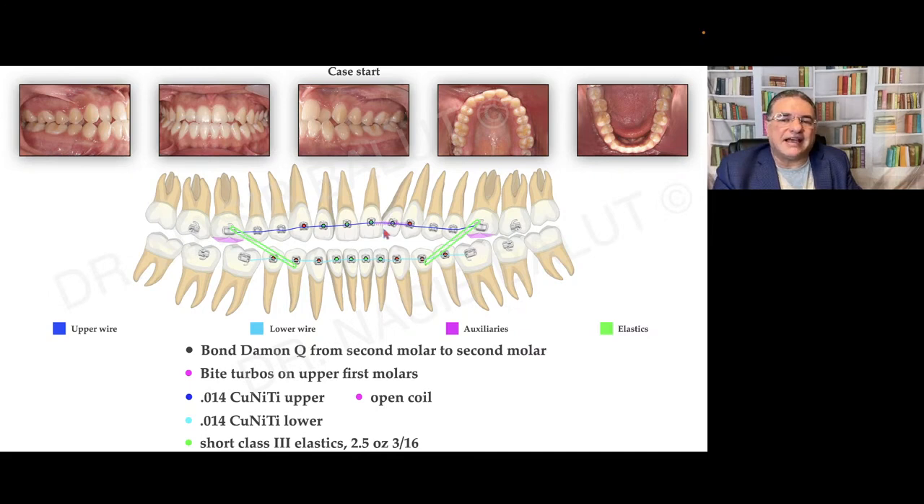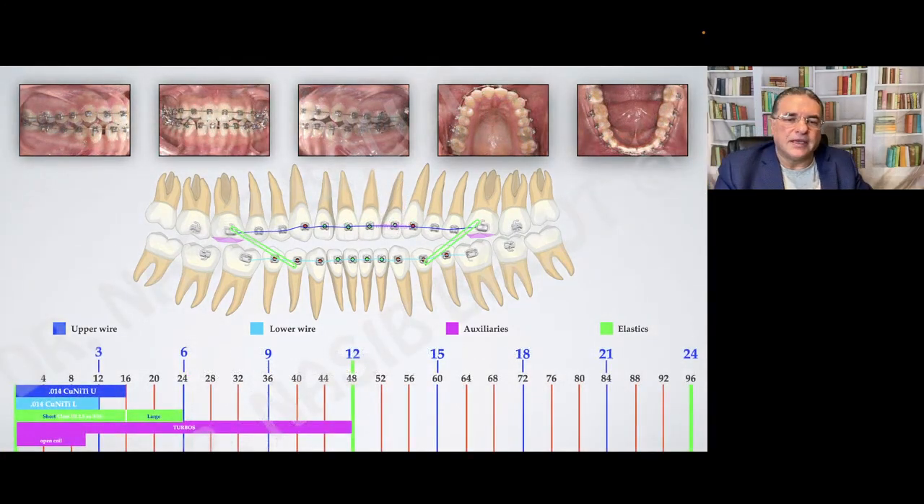So they are using them full time. I place a very light open coil. The length of the open coil is probably half of the width of a bracket. It's just less than a millimeter to start opening up the space in that area. So you will see in blue are the months, and in black are the weeks.